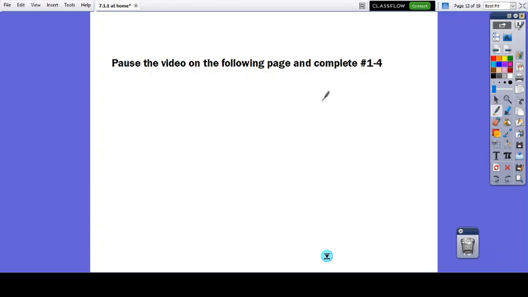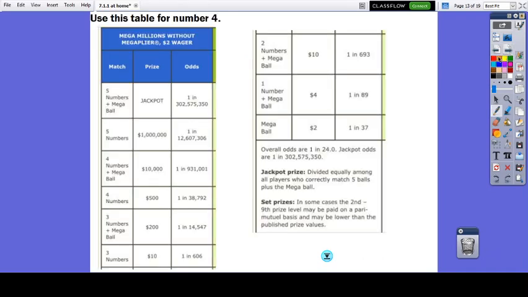Okay, so I'm going to have you pause the video on the following page and complete question number 1 through 4 in your notes, and then we'll come back together to go over those. So use this table for number 4. Go ahead and pause the video, complete question number 1 through 4 using this table on number 4, and then turn the video back on. Okay, I'm going to go ahead and go on with that.